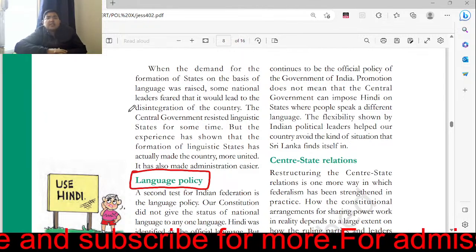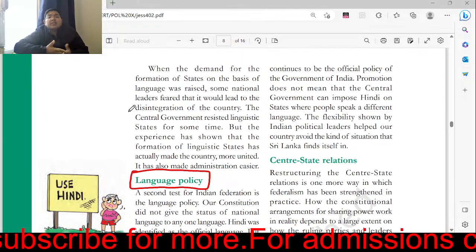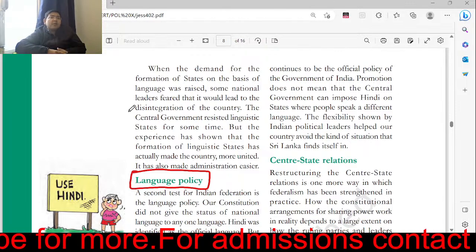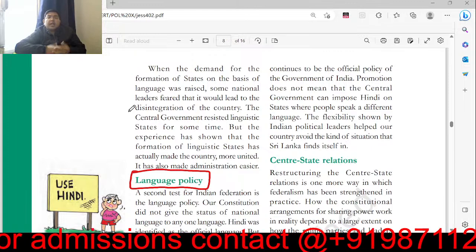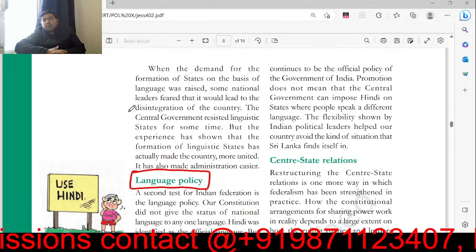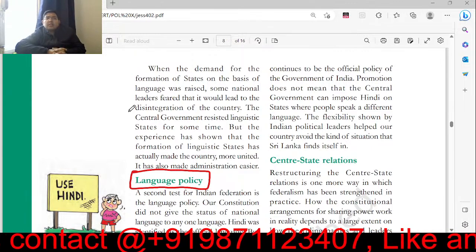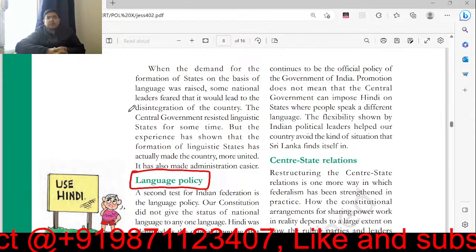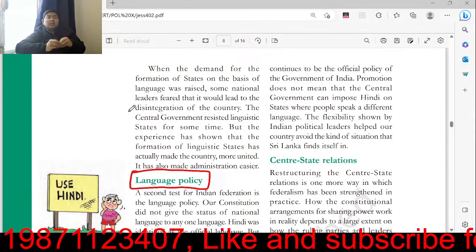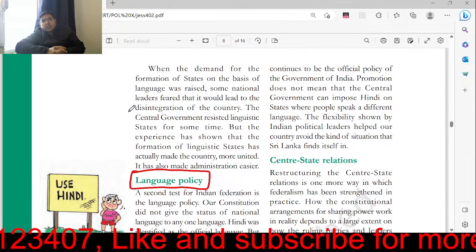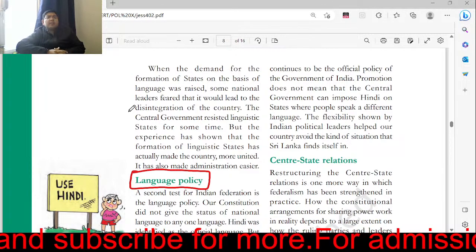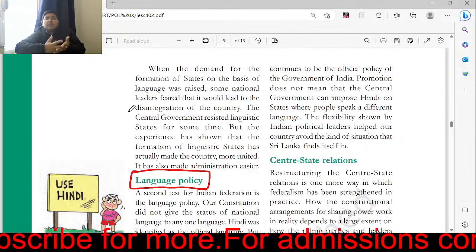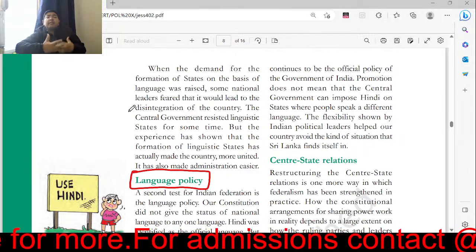And that is the reason that the flexibility shown by the political leaders in India has helped us in avoiding the situation of, let's say, Sri Lanka itself. The kind of linguistic problems that the Sri Lankan administration is facing, or the people of Sri Lanka have fought for a long time on the basis of regional and cultural differences, has not been witnessed in India. And one of the reasons for this is that our government is very flexible.